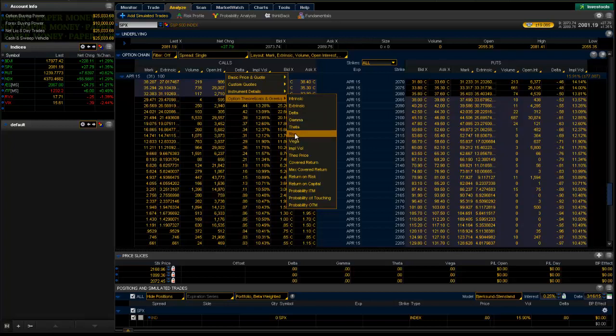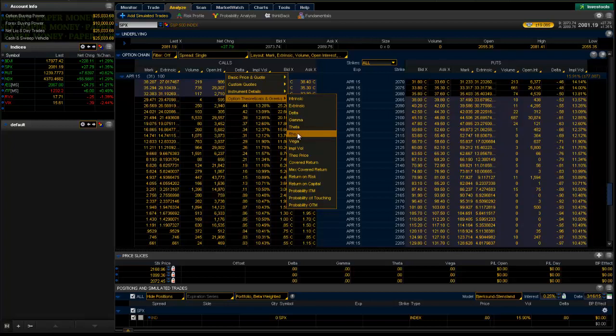Now, rho, which is this one here, is a Greek that I don't want to leave the impression is insignificant or unimportant. It is important. They're all important. But this one is tied more towards changes in interest rates and how that affects option pricing. And of all of the Greeks, this is one that I don't even monitor.